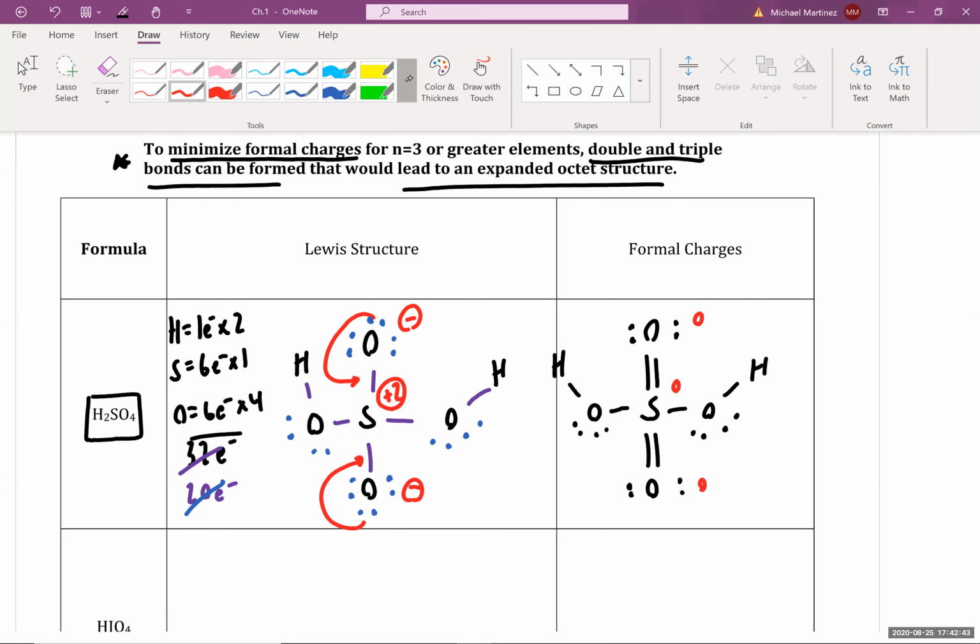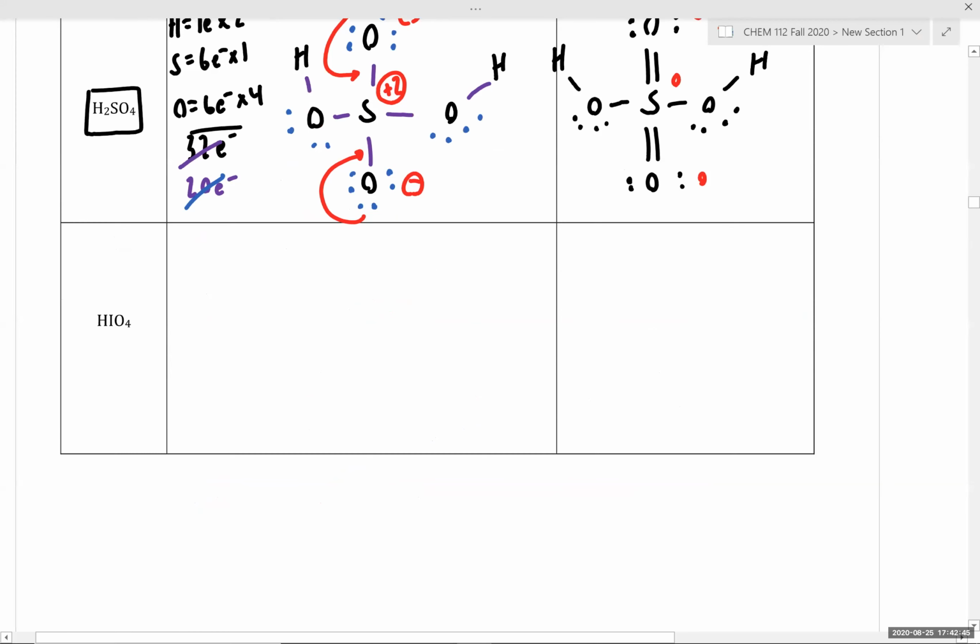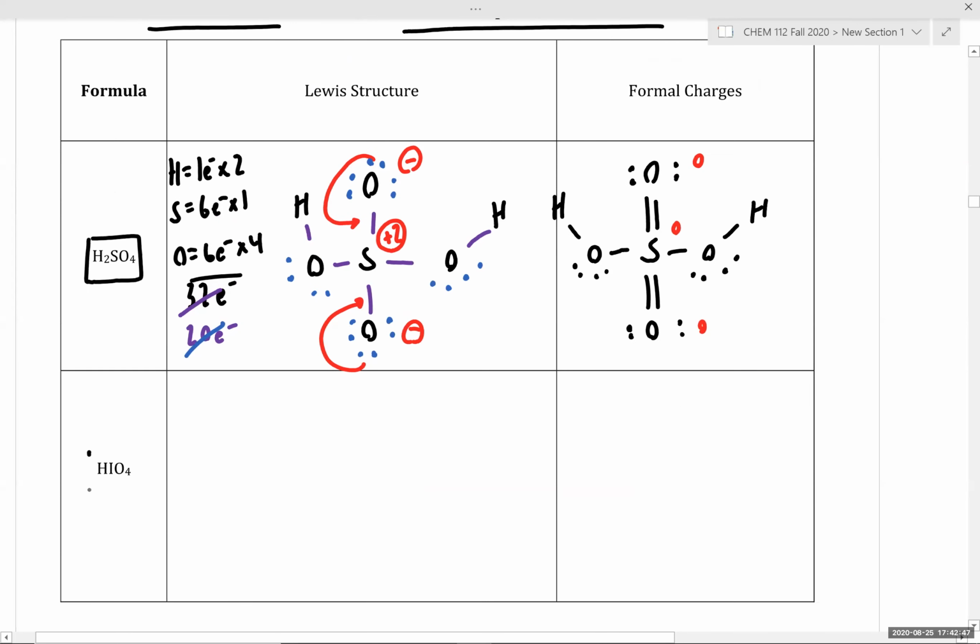So I'd like you to apply this idea, and I'd like you to draw out a valid Lewis structure for periodic acid. This is a common reagent utilized in diol cleavage reactions and other oxidation of hydroxyl groups in organic chemistry. But for now, let's just focus on drawing out a valid structure for periodic acid.